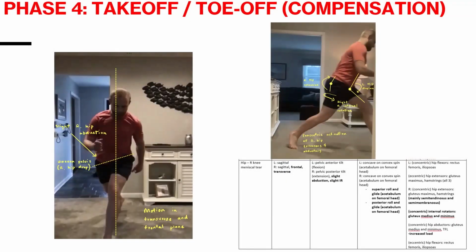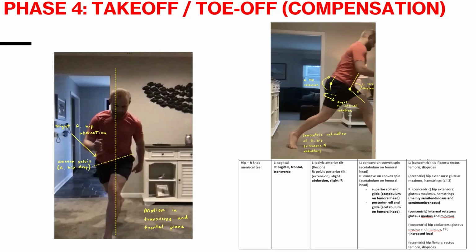With the right meniscal scar, the left hip is the same as the healthy condition, moving in the sagittal plane. However, as we can see from the picture, the pelvis is not level at this point, so the right side moves in sagittal, frontal, and transverse planes. For the left side, everything else is the same as the healthy condition. As for joint movement, the right side posteriorly tilts. However, the right hip also does slight abduction and internal rotation as compensation.